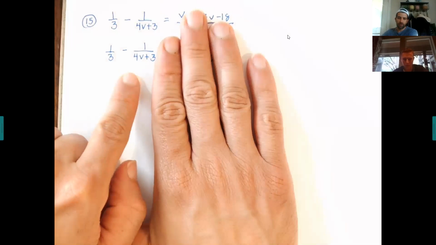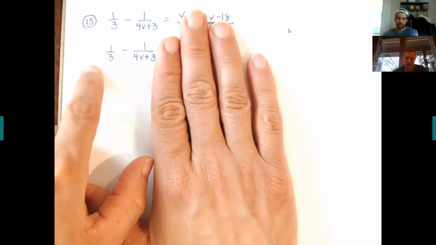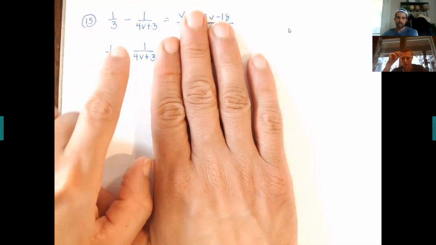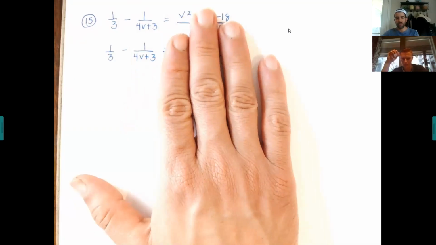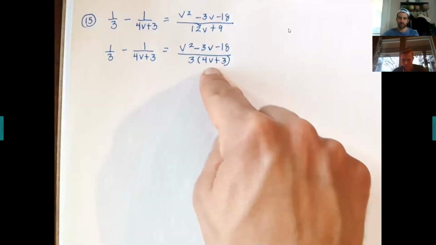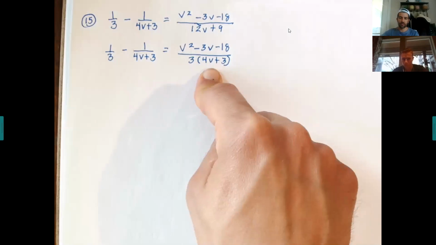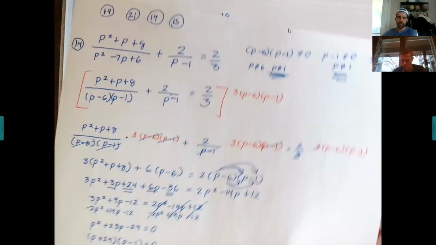So I would have to multiply this right here times 4v plus 3 top and bottom, and this one by that top and bottom 3. Does that make sense? So right now, my lowest common denominator is going to be 3 parentheses 4v plus 3. But when I go to this side, that denominator is already here, so I don't have to do anything here. Does that make sense?